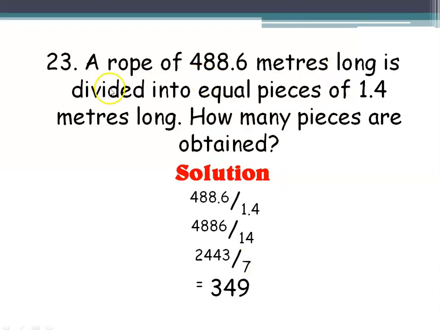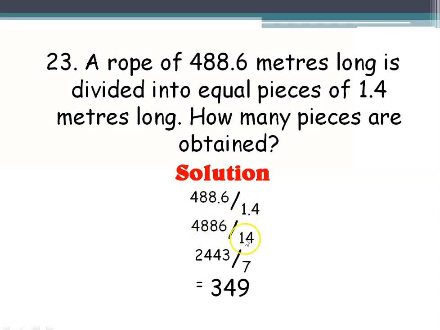Alright, question 23 says a rope of 488.6 meters long is divided into equal pieces of 1.4 meter long. How many pieces are obtained? So I'll just say 488.6 divided by 1.4. That will give me the number of pieces I can get. Now for me to divide it, because it's a decimal, let me teach you a simple way of dividing decimals. I'll just multiply both numbers by 10 to give me whole numbers. So this will become 4886 and this will become 14.